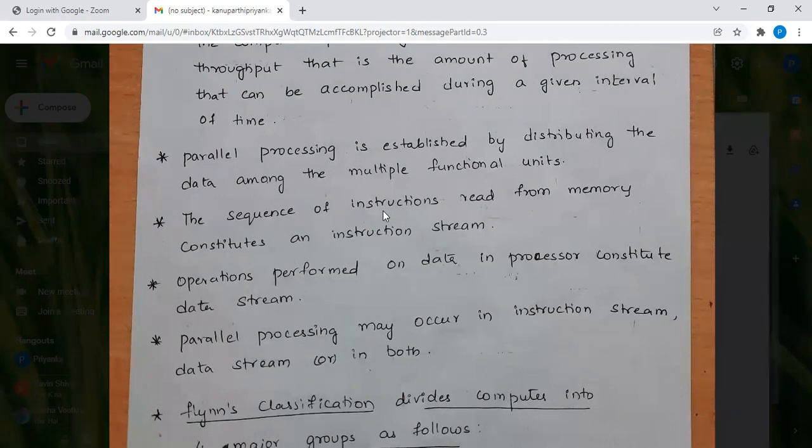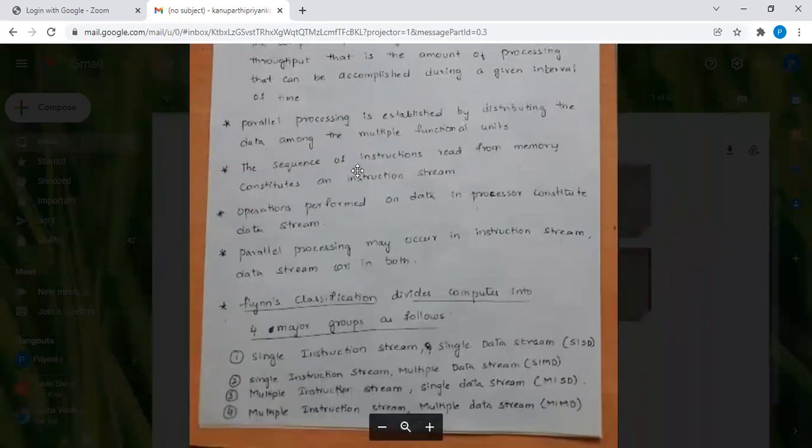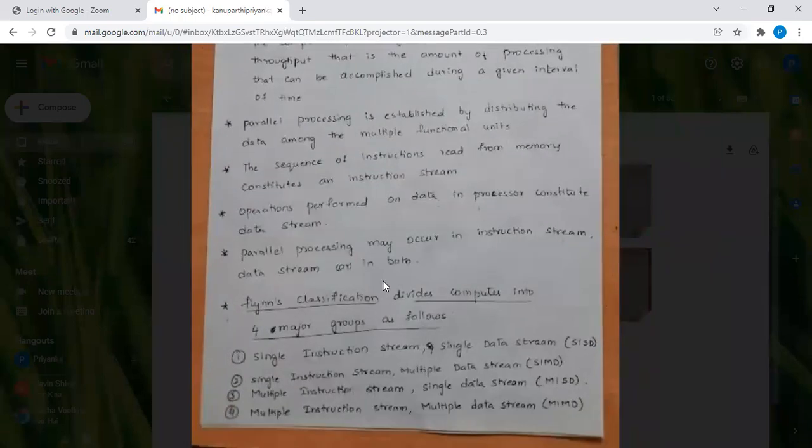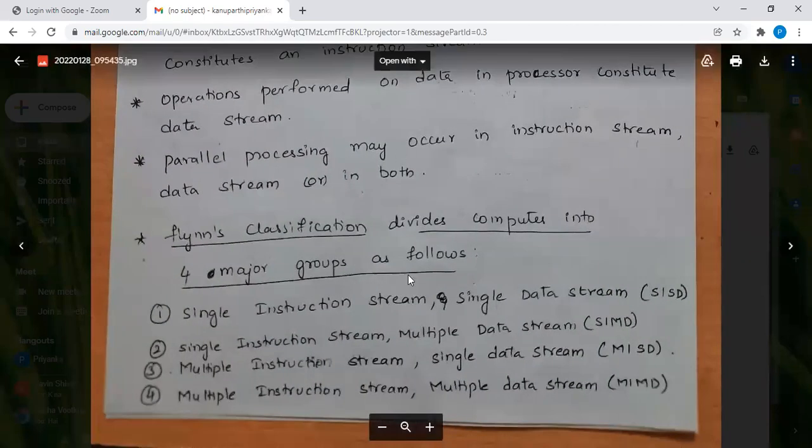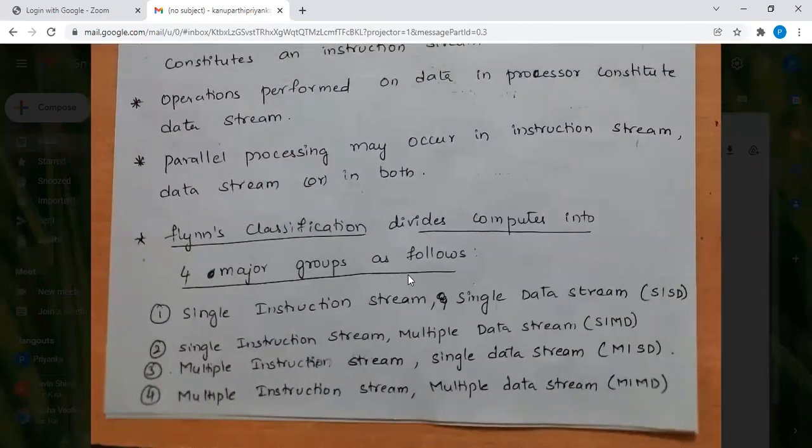And then we'll move on to the next topic, which is Flynn's classification, which divides computers into four major groups as follows. Here we'll be discussing four different Flynn's classifications. If you get a question like define or what are the Flynn's classifications in a computer, then you should be able to write these four different groups.